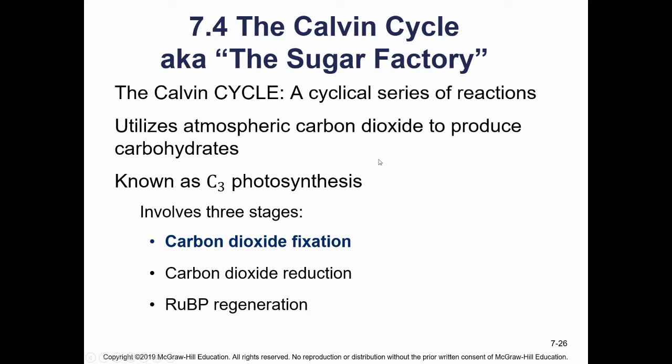This is the most common type of photosynthesis. We're going to talk about some other types at the end of this, but this is known as C3 photosynthesis. Not because it involves three stages, but because the carbohydrate that we produce at the end of the Calvin cycle has three carbons. There are three stages in the Calvin cycle. There's carbon dioxide fixation, carbon dioxide reduction, and then RuBP regeneration. So those are my three steps.